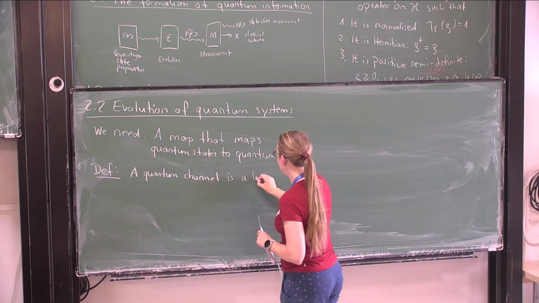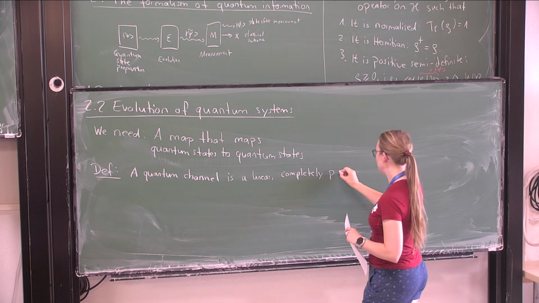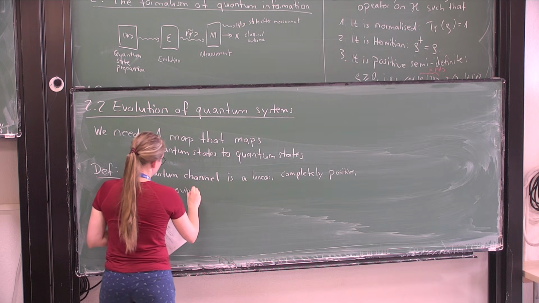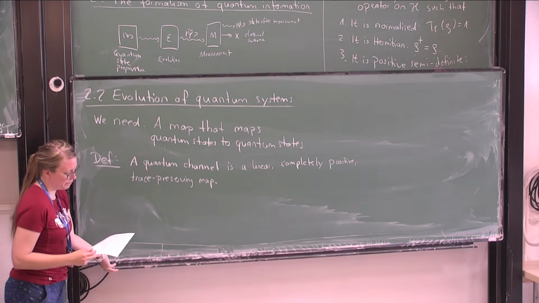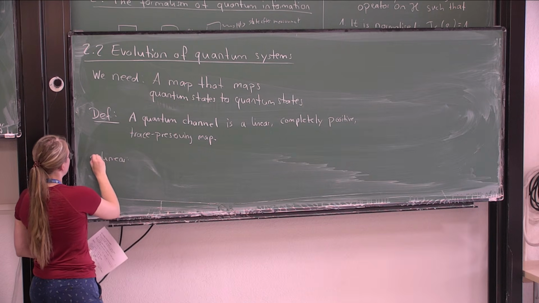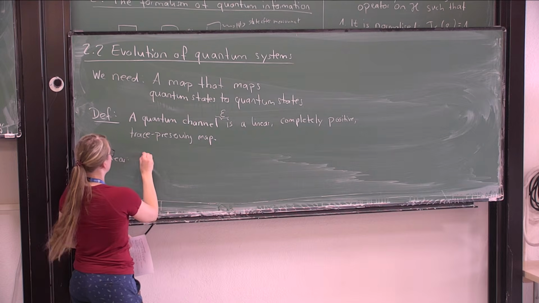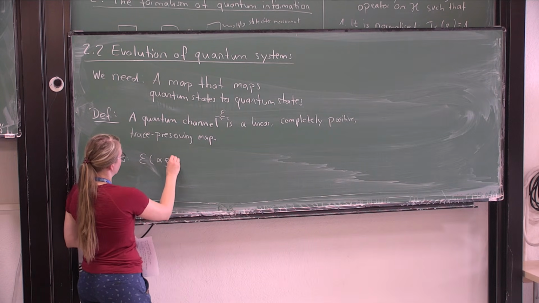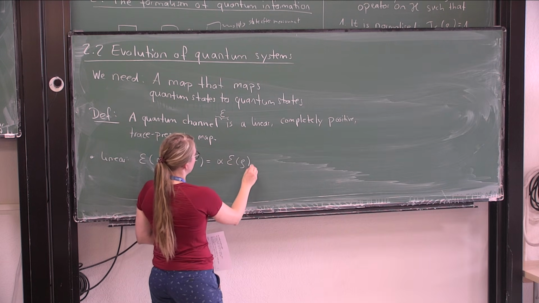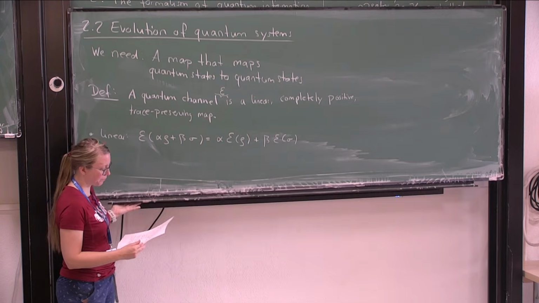A quantum channel is a linear, completely positive, trace preserving map. The fact that it's linear simply means that, we call the quantum channel curl E, if I take a linear combination of quantum states, this is the same as alpha times the map applied to the first quantum state plus beta times the map applied to the second.